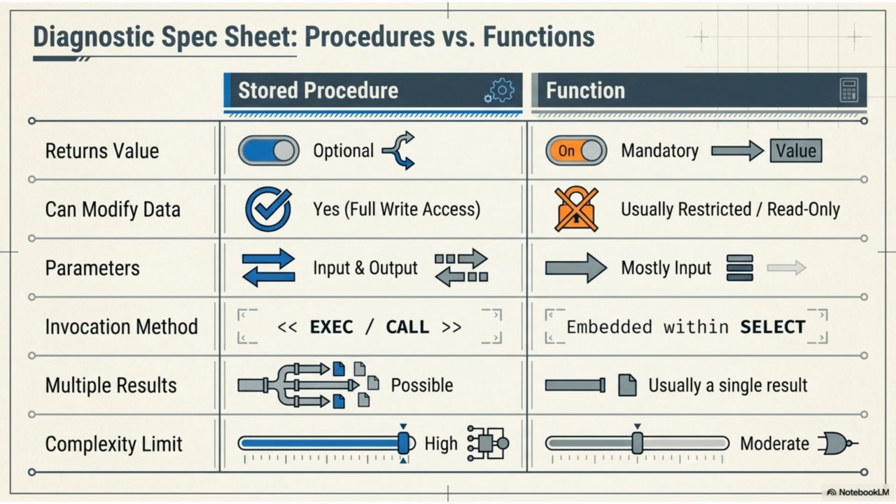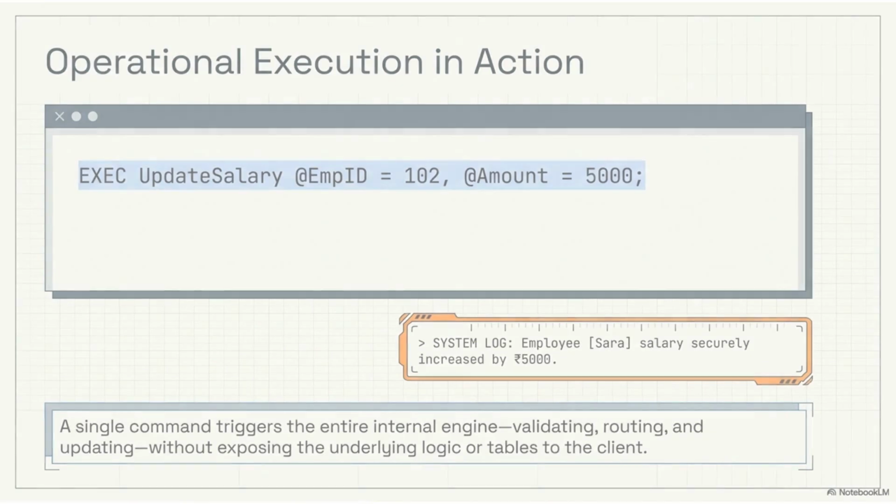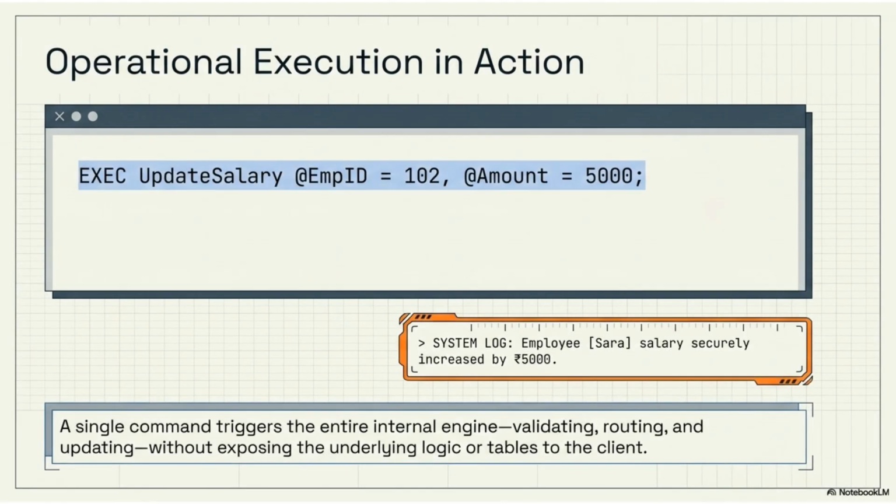It's important to distinguish between procedures and functions. Procedures offer higher complexity and support data modification, whereas functions typically return a single value and are often used for read-only calculations. Every architecture involves trade-offs. While stored procedures provide improved performance and centralized maintenance, you must also consider potential downsides like vendor lock-in and more complex version control.